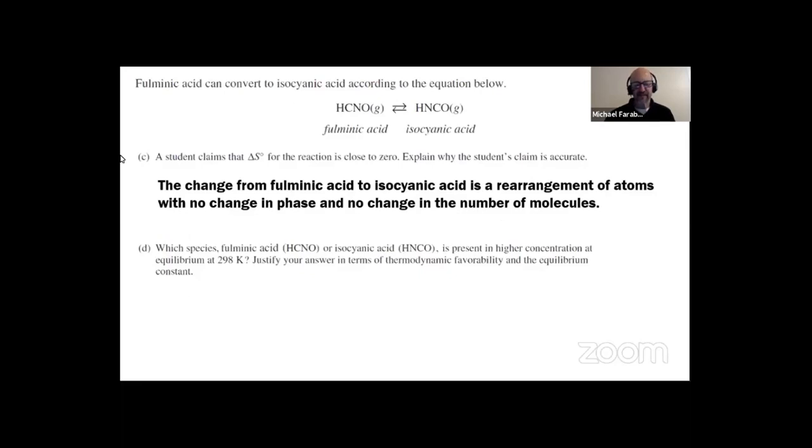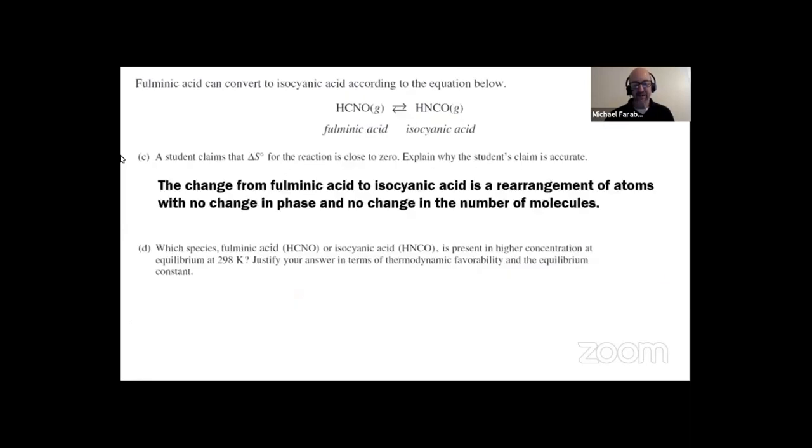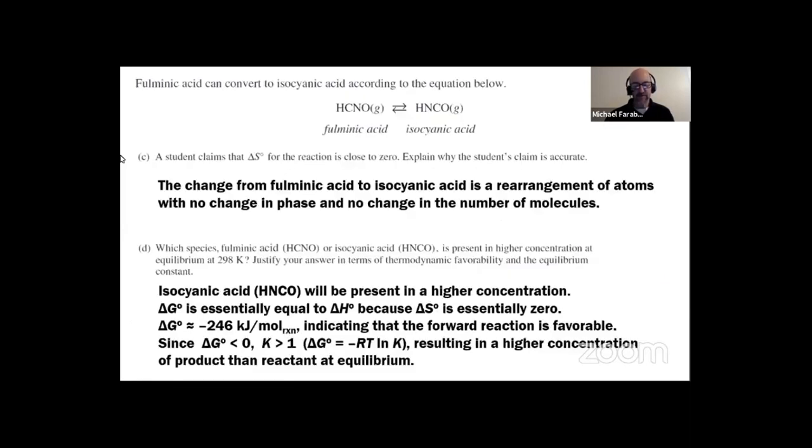Which species, the reactant or the product, is present in higher concentration? This is our connection between delta G and the equilibrium constant. Well, we know that delta G equals delta H minus T delta S. We've already established that delta H is negative and delta S is pretty close to 0. So therefore, delta G is essentially equal to delta H. So we have roughly negative 246 kilojoules per mole for our delta G.